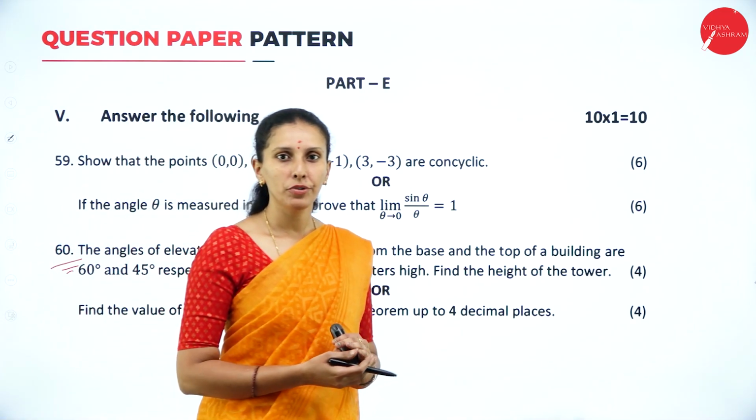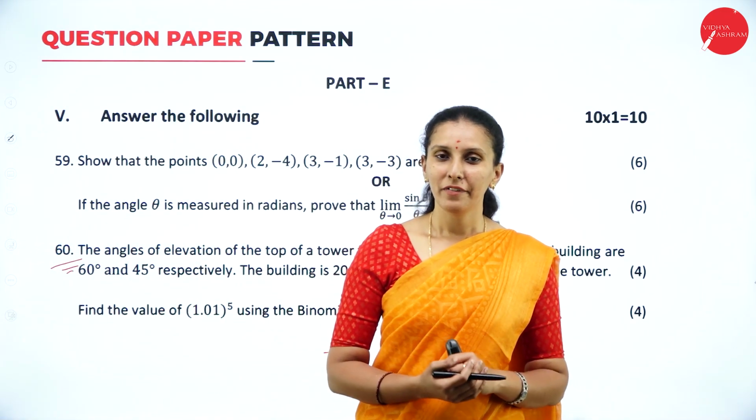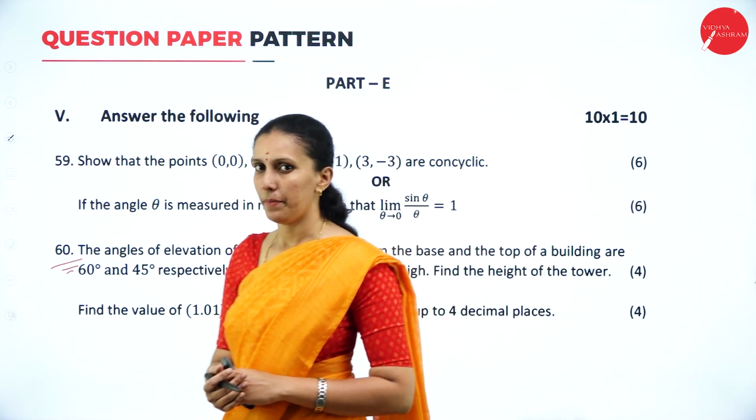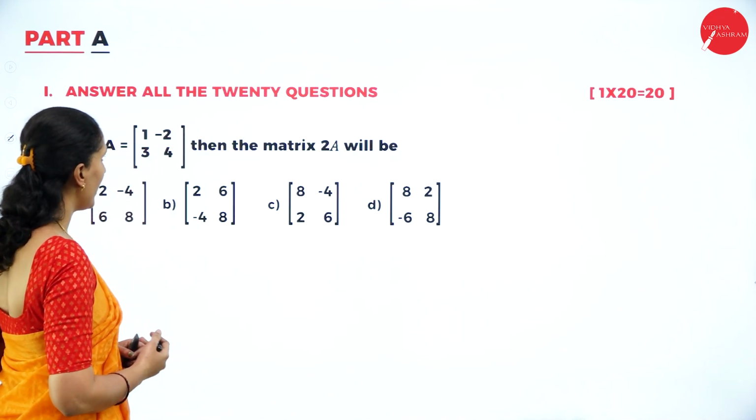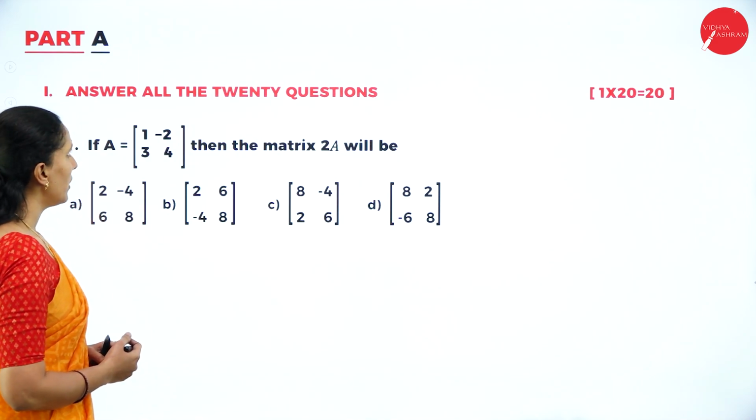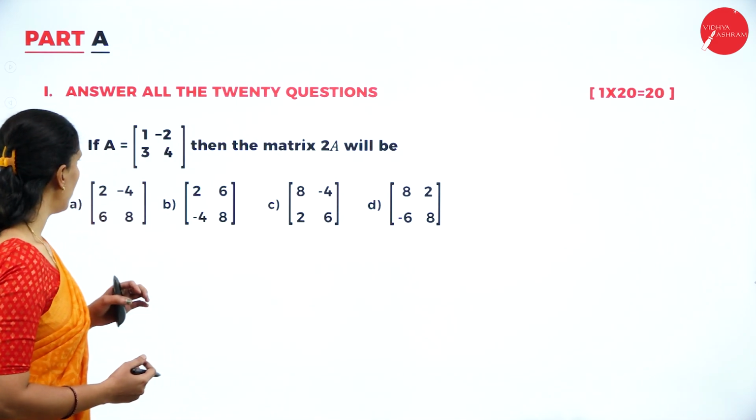Now I have shown you the model question paper. So let's find the solution of this model question paper. Let's start with part A section. Answer all the 20 questions. So we have the first question.